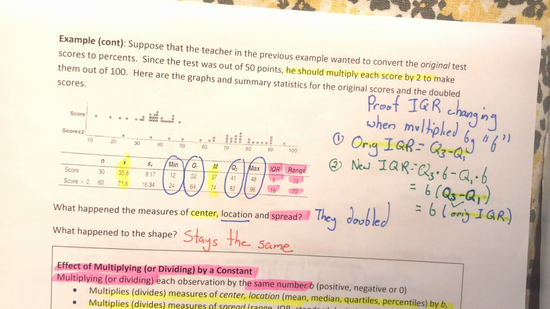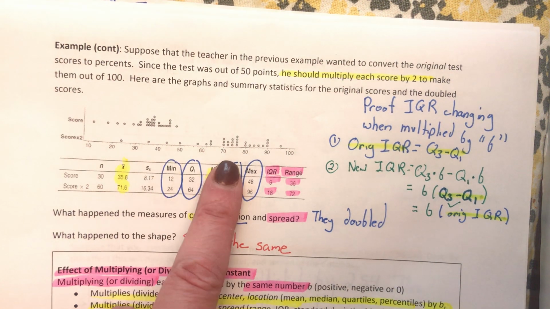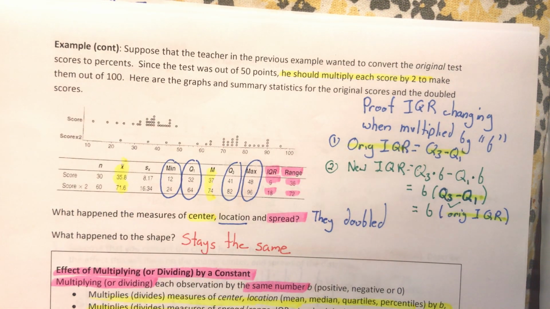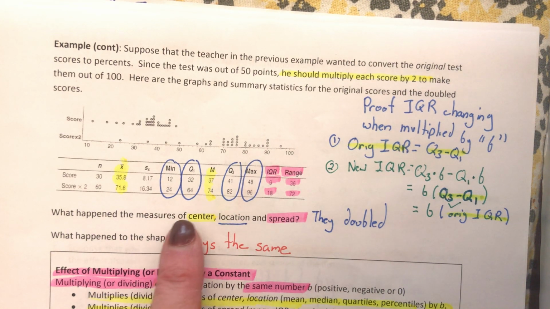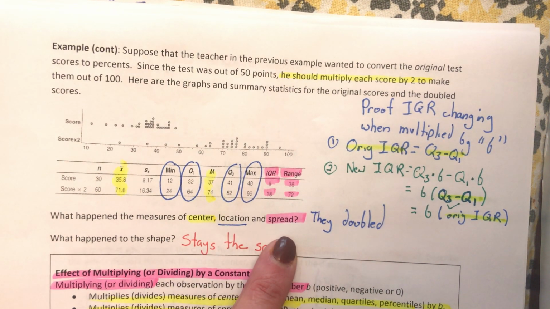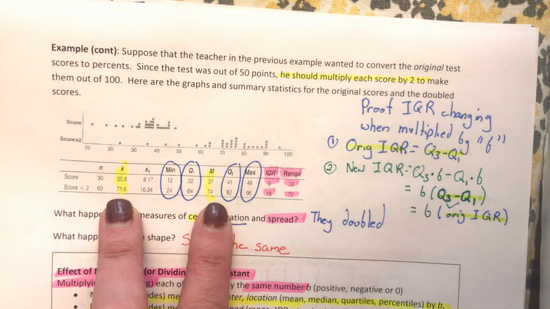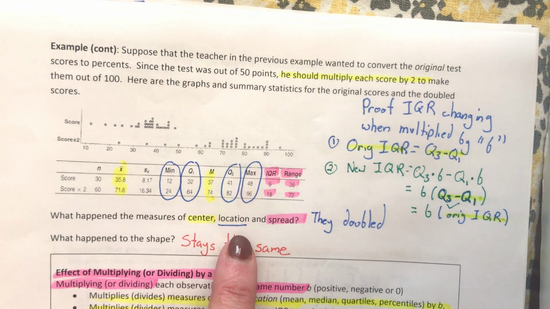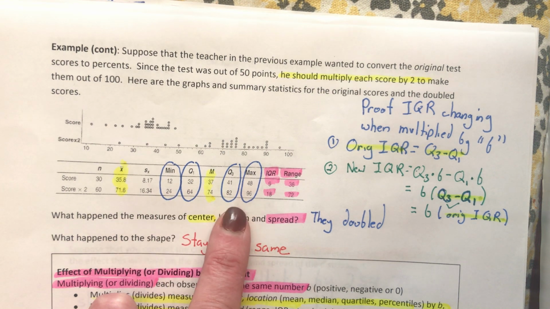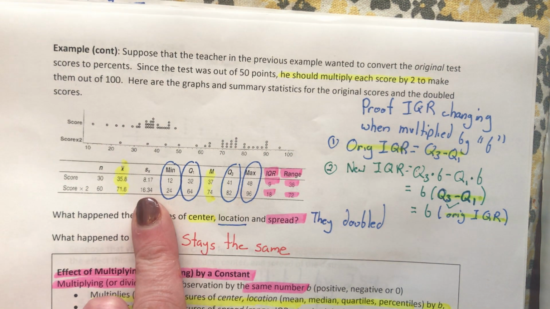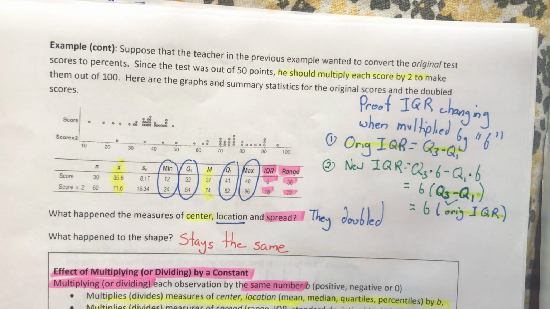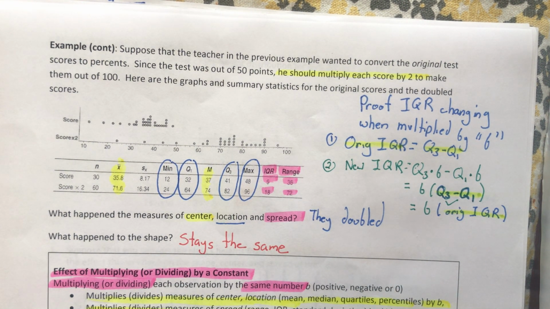So as we take a look at this, we can see that as we look at our data and we have doubled our scores, the shape stays the same. The shape did not change. But let's talk about our measures of center, our location, and spread. When we measured our center, we see that the mean and median both doubled from our original when we multiplied by 2. We take a look at our measures of location, we can see that they also doubled. And same thing with our measures of spread, our standard deviation, our IQR and range, they also doubled. So multiplying each of the original data values by 2 will double the center, location, and spread. And we already observed that the shape does not change.